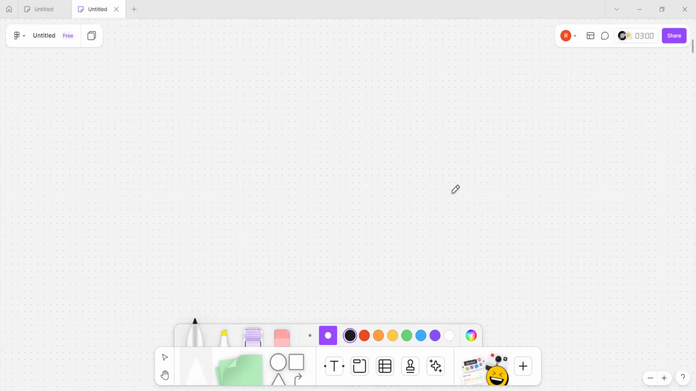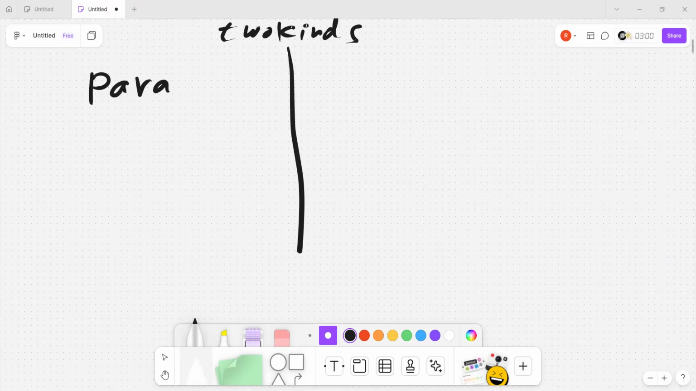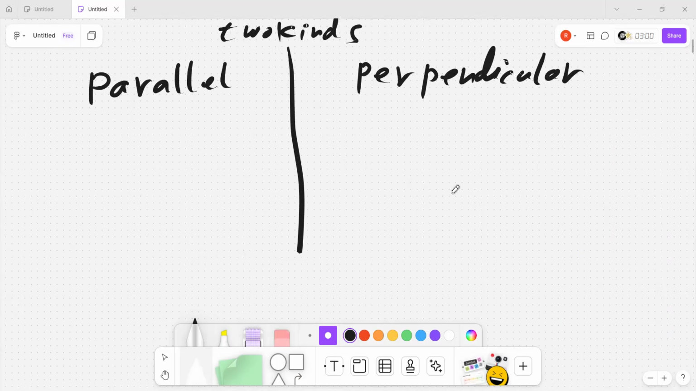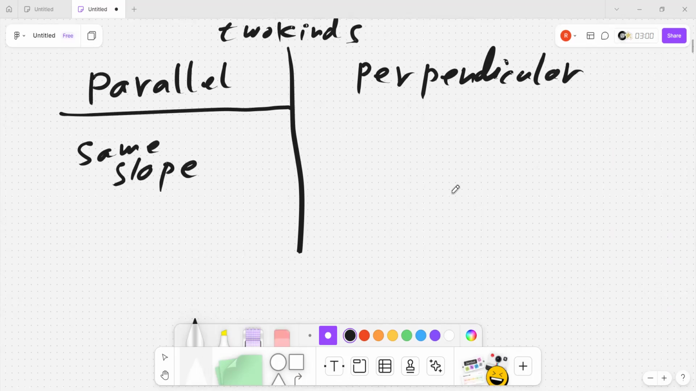Secondly, the simultaneous equations. Sorry, before the simultaneous equations, we have two kinds of relation between two lines. These lines can be parallel or perpendicular. First thing, the parallel lines have same slope but different y-intercepts.